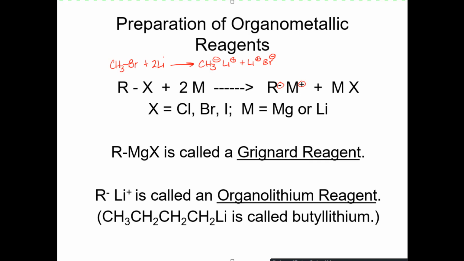Whenever the counterion is lithium, that is called an organolithium reagent. And you need 2 equivalents of lithium to react with 1 equivalent of the halide. Now, in my notes and in homework problems and practice problems, you're going to see that I don't always take the time to balance this equation, even though I should. So if you just see me reacting an alkyl halide with a lithium, then I'm basically making the carbanion.